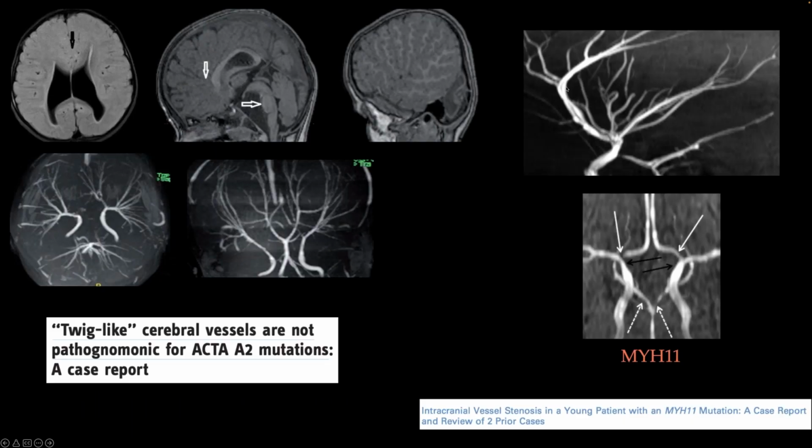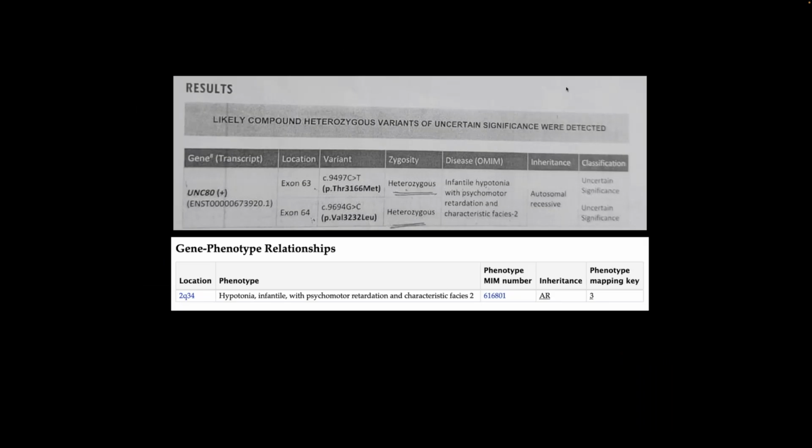At that time, we thought of differentials of ACTA2 mutations and MYH11 mutations, given the abnormalities of the corpus callosum and also the intracranial arteries. Yeah, Brahman, you can go ahead with the genetics.